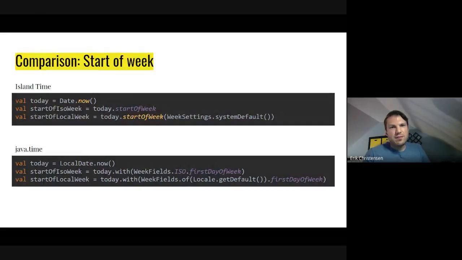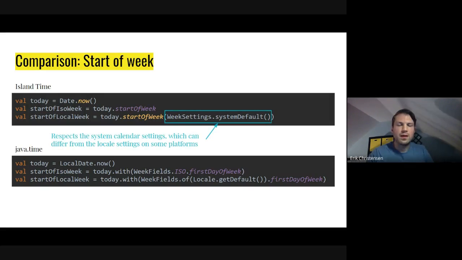Island Time makes it a little bit easier, again using extension functions, and the week settings accomplish the same thing of getting the system settings for you. Island Time's week settings also, I'll note, respect the system calendar settings, because sometimes the calendar settings can actually differ from the locale settings on some platforms, like on Apple. If you have iOS and Mac, you can change that independent of locale. So those are some of the details that it tries to address, making concessions to other platforms.